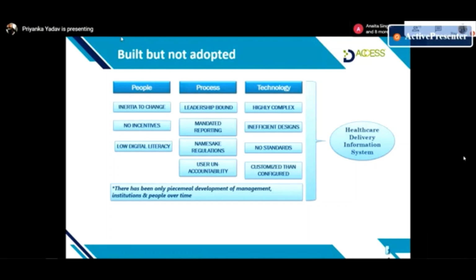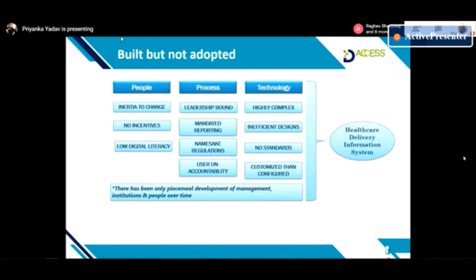It's not taught during their medical education. It's not taught. So it is not inbuilt in them to put data in place in a digital format. They are just bound to do it because of leadership, because of incentives, because of money.